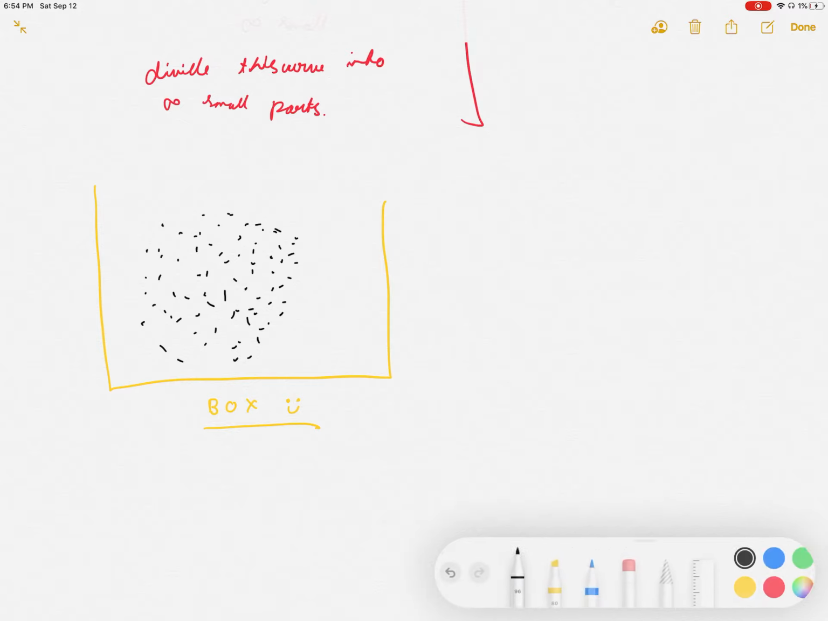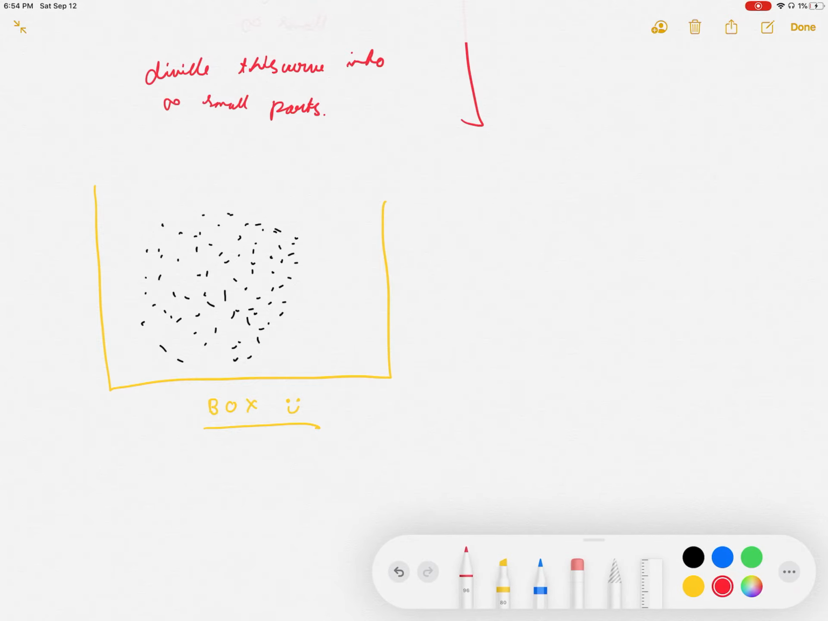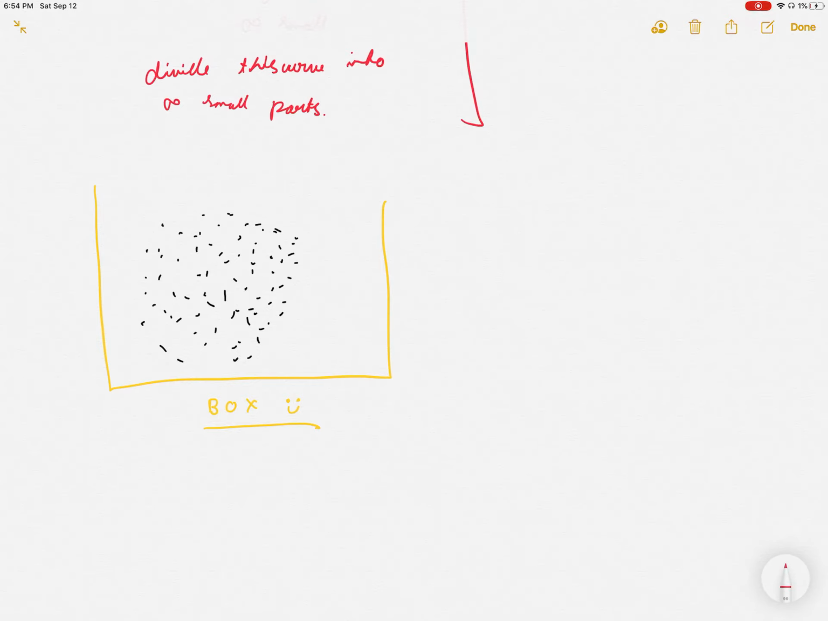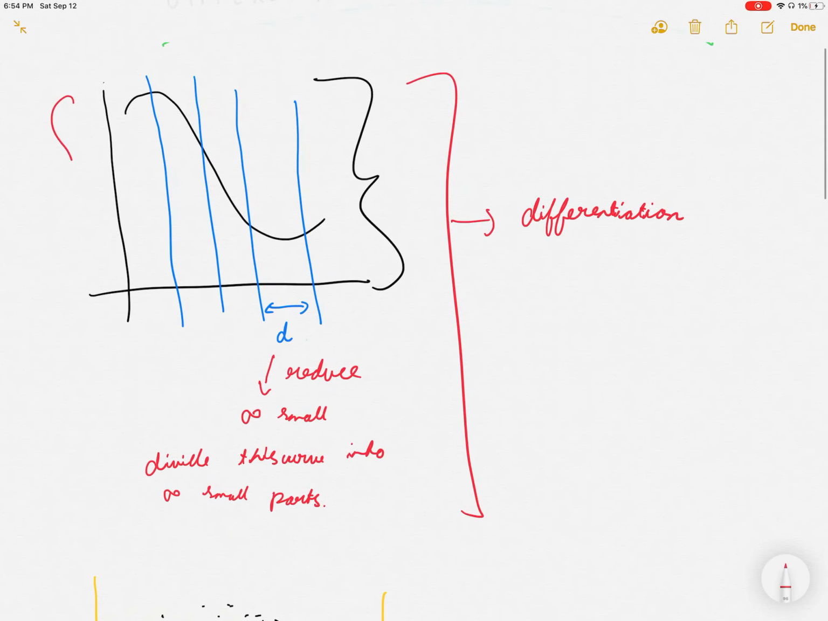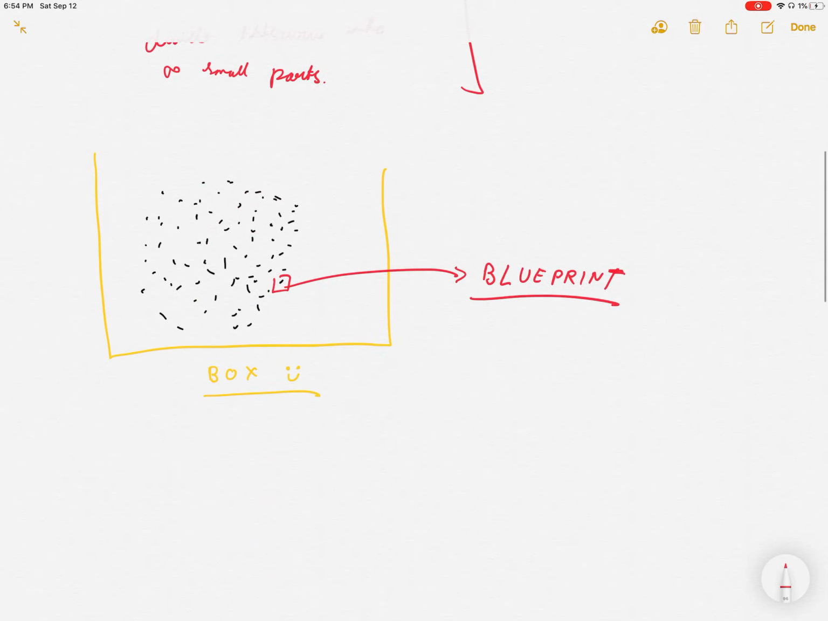So now I'll tell you about a very important and also very interesting thing. If I take one of these parts, every infinitely small part in this box has the property of being a blueprint. And what will this blueprint do? So this blueprint is of this curve.